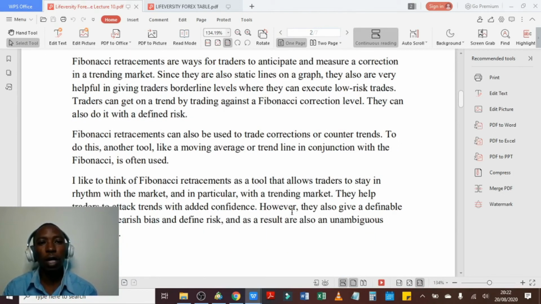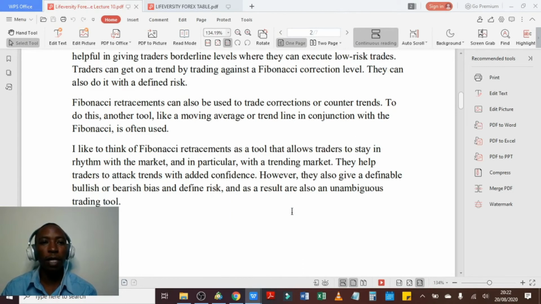Traders can get on a trend by trading against a Fibonacci correction level. They can also do it with a defined risk. Fibonacci retracement can also be used to trade correction or counter trends. To do this, another tool like a moving average or a trend line is used in conjunction with the Fibonacci.